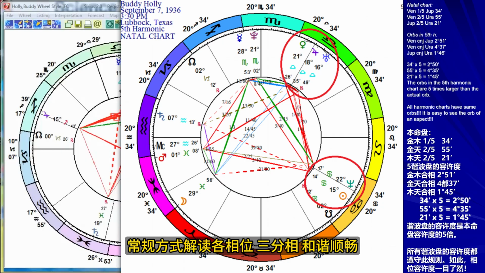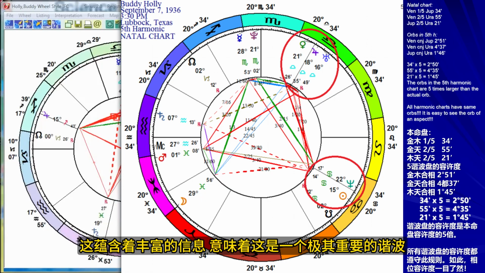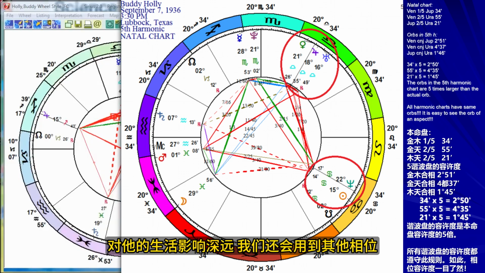Trines are harmonious. So you just interpret it just like you normally would, but it's all in the vibration of 5. It's telling us how he plays. Specifically, how does Buddy Holly play? He plays with exuberance, enthusiasm, excitability to achieve a dream. And there's a lot going on, which means this is an important harmonic that has a big influence over his life.